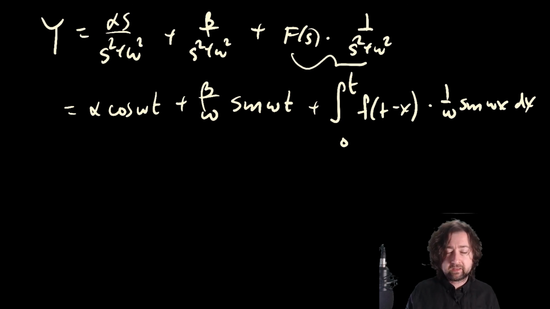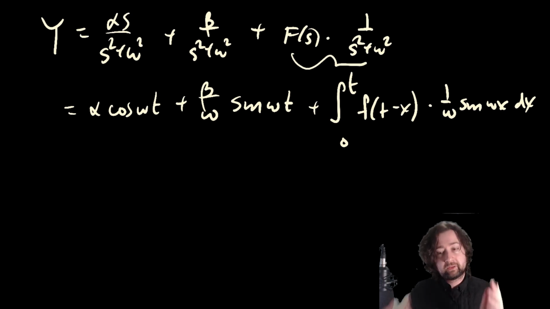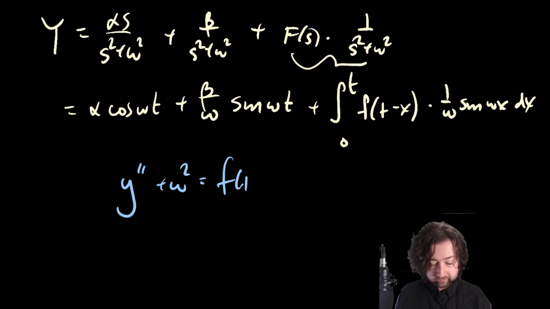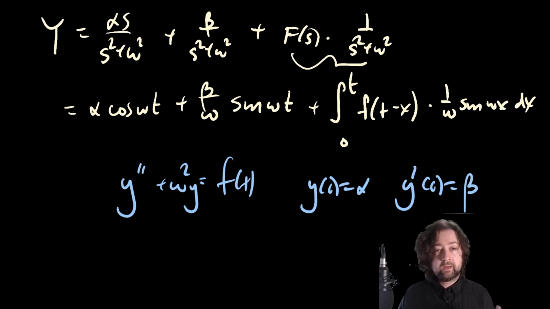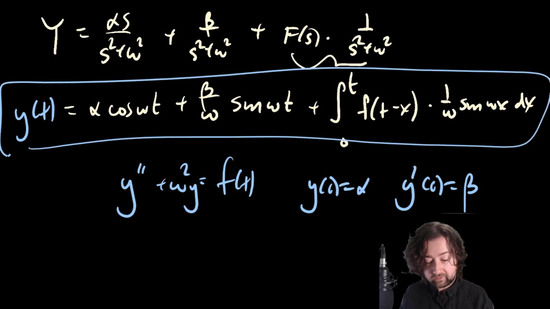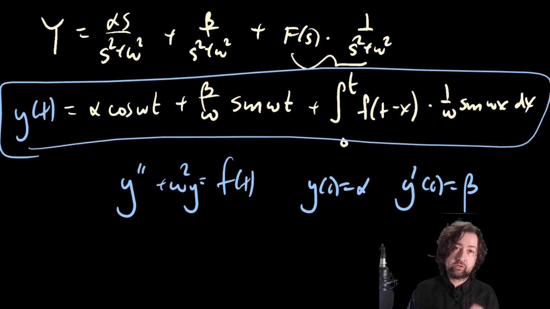But the basic idea is that whatever f is, I have completely written down the solution to this totally generic equation, y prime prime plus omega squared y is equal to f of t, where y of 0 is alpha and y prime of 0 is equal to beta. By using the convolution theorem, I have written down a completely generic solution to this for any values of alpha, beta, and omega you choose. I have completely described this solution.